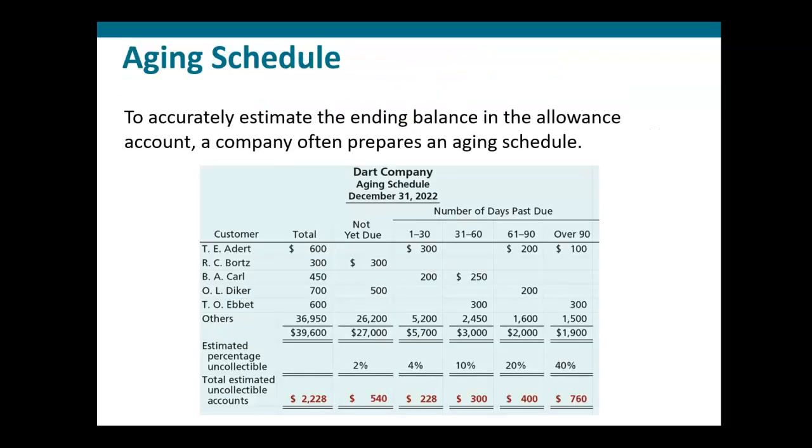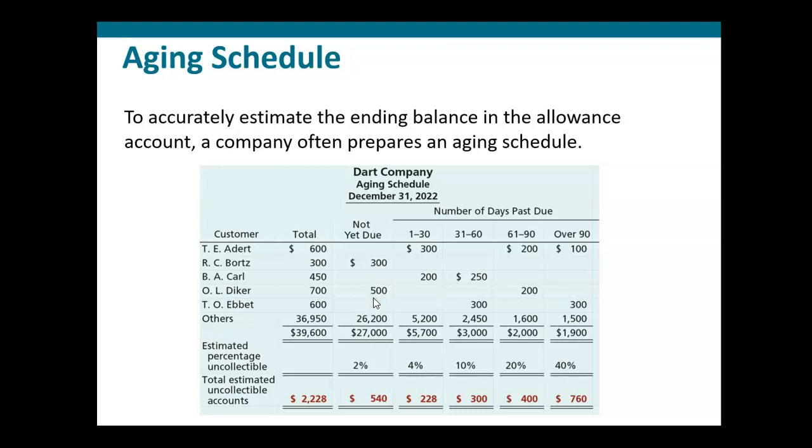I'll show you. Here we have an aging statement, an aging schedule for this DART company, and it lists over here on the left the total of all the receivables, and it lists those that are current, and then those that are 1 to 30 days past due, ones that are 31 to 60, 61 to 90, and over 90 days past due.